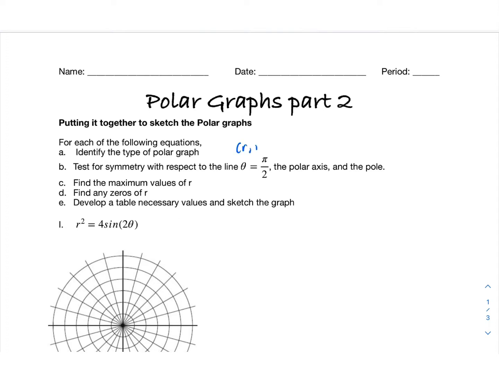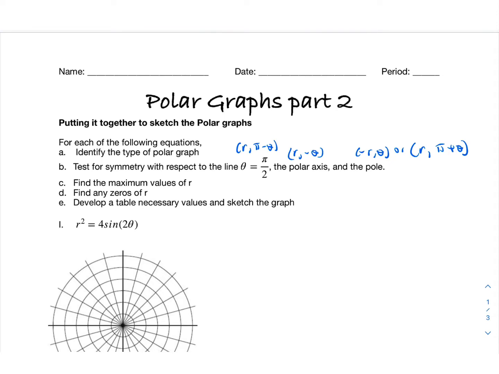Now remember, the few things you're going to look for: you're going to identify the type of polar graph it is, the type of symmetry. Here are our tests for whichever type of symmetry we're looking for. Our maximum value of r, the zeros of the function, and we're going to look at developing a table and how to strategize what table of values to use to sketch the graph.